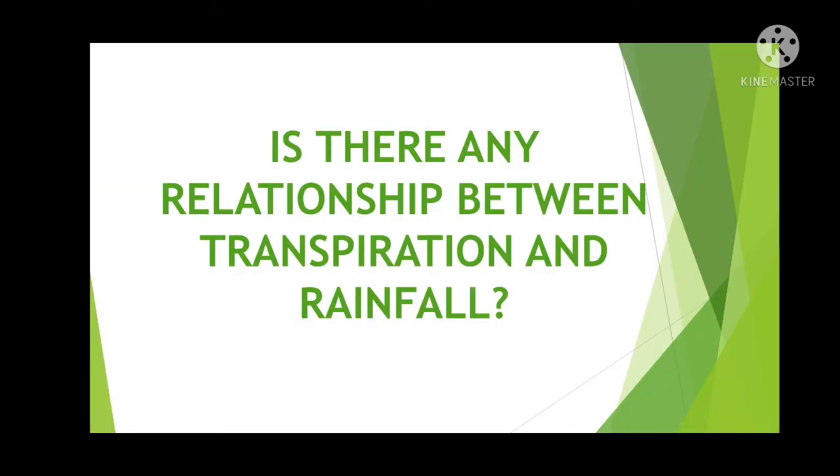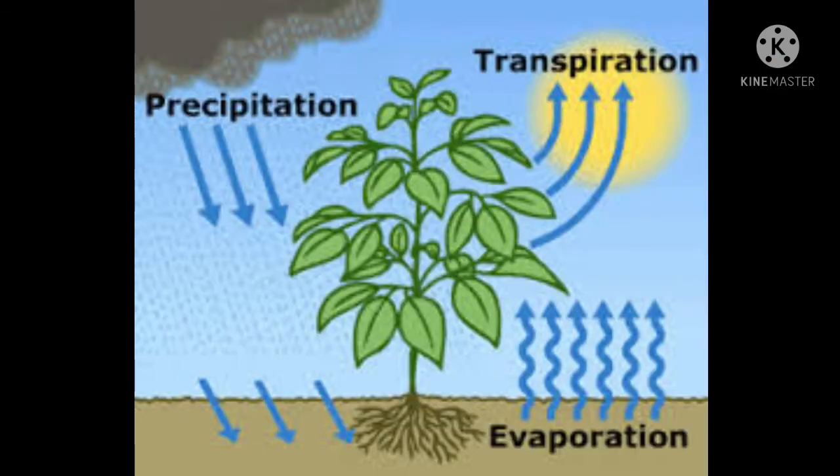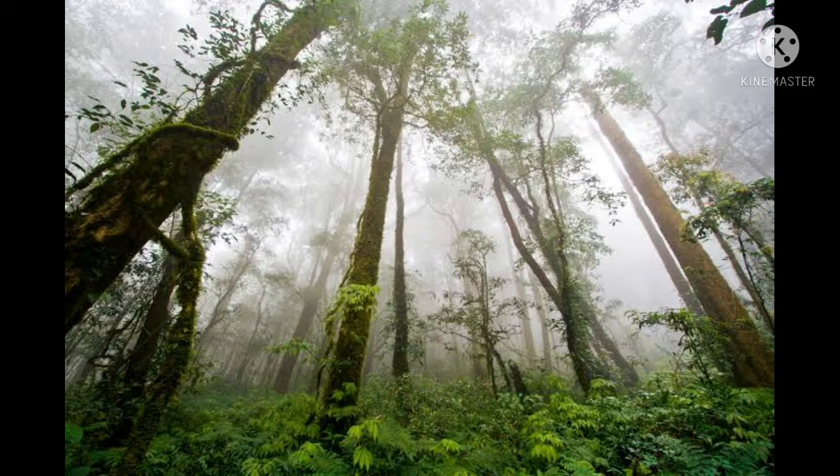Is there any relation between transpiration and rainfall? Yes. For example, the dense forest area's atmosphere is comparatively cooler than the surroundings because the forest plants evaporate or transpire a lot of moisture into the atmosphere. In this way, the dense forests get more rainfall.